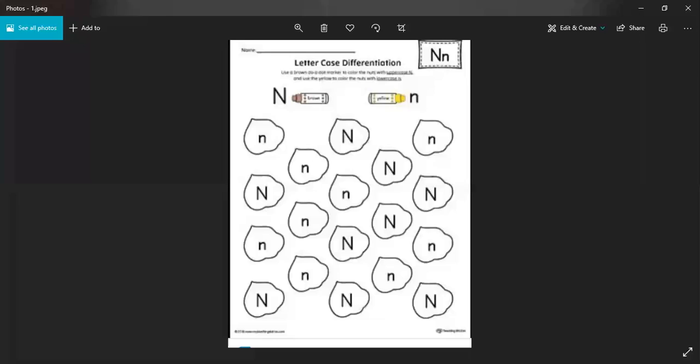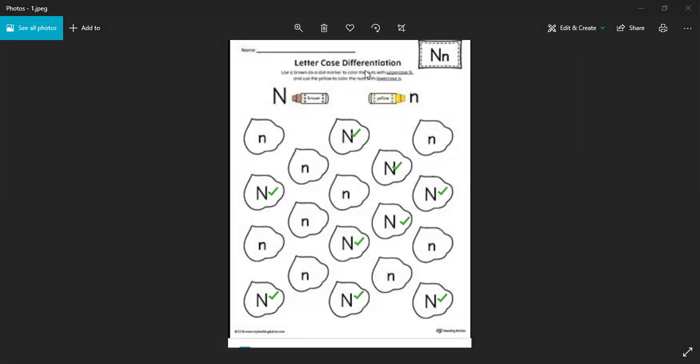Okay, worksheet number one. Here you have to identify capital N and small n. First, you take brown color crayon. Where can you identify capital N? Yes, here, here, here, and here. This is capital N, right? You take brown color crayon and color all capital N, okay?